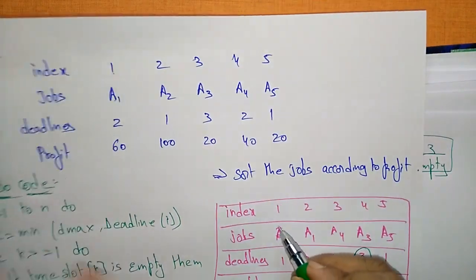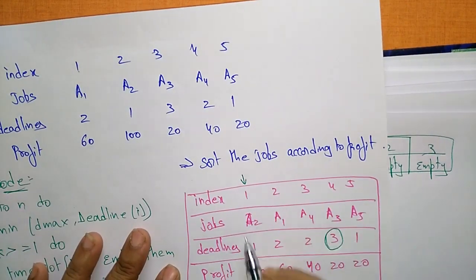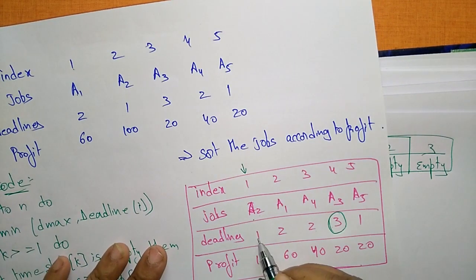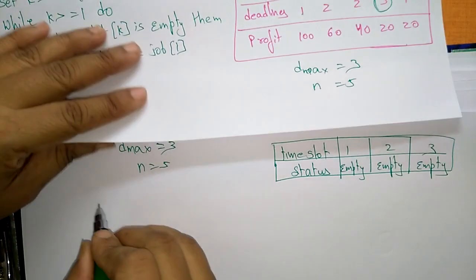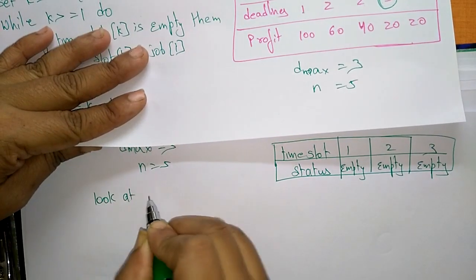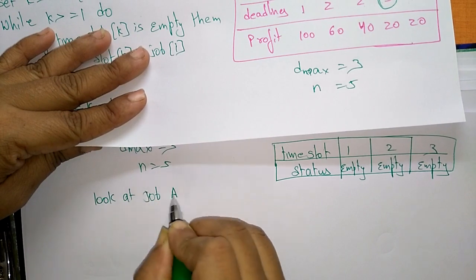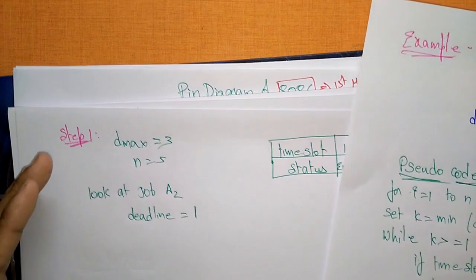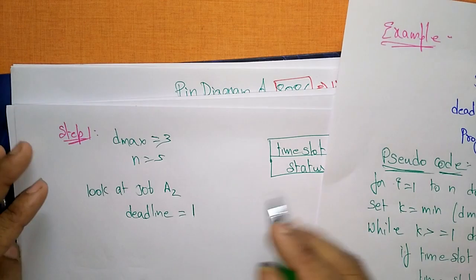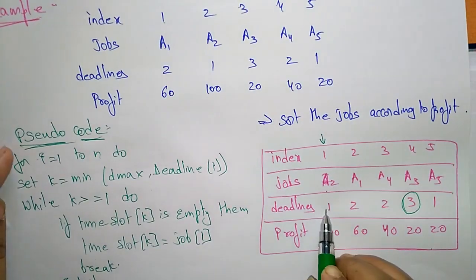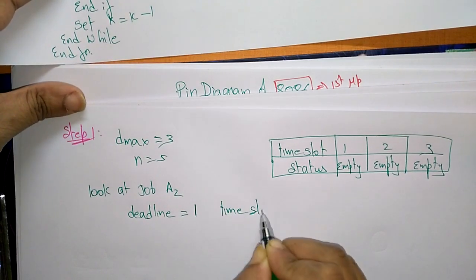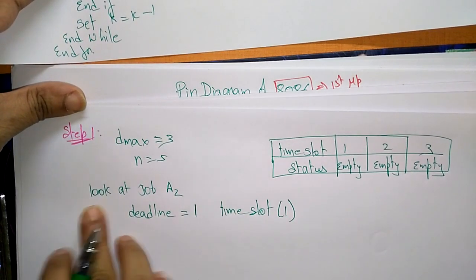Okay, so this is the table. Starting at index 1, first we have to look at job A2. What is the deadline for A2? 1. So to earn the profit we have to complete it in time slot 1. Within time slot 1 we have to complete this A2 job.